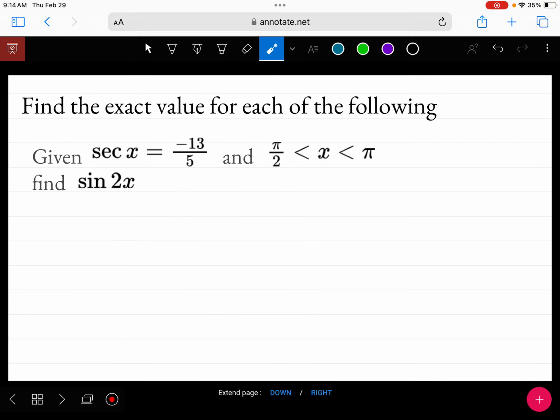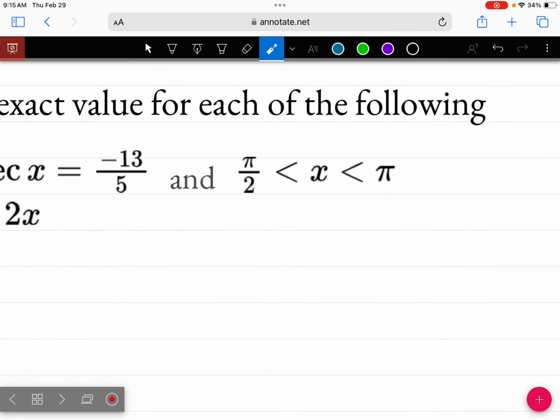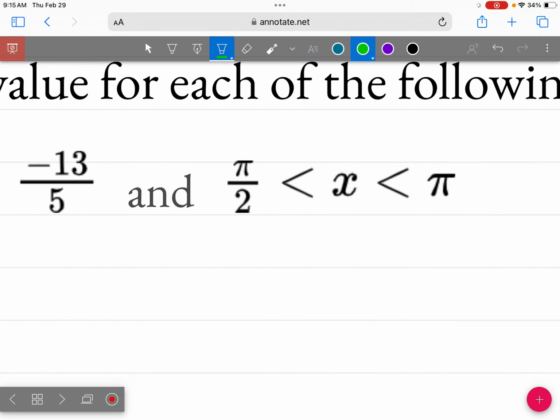They're going to give us problems like this. So we're given secant of x. We're told something about x, and we're asked to find a double angle. We won't always be given secant, but we're going to be given some trig function, told something about our angle, and asked to find a double angle. So what we're going to do is look at this and figure out what they're trying to get us to notice. I tend to start here.